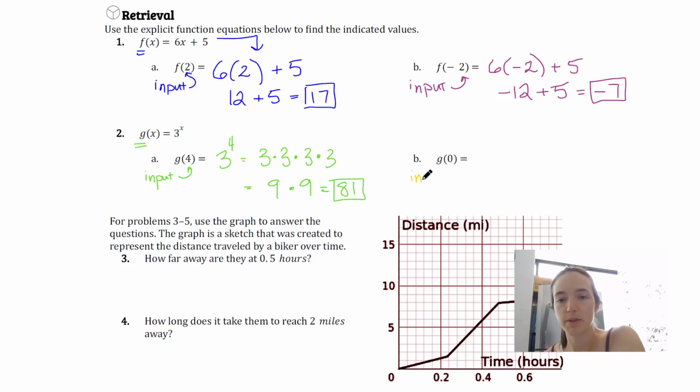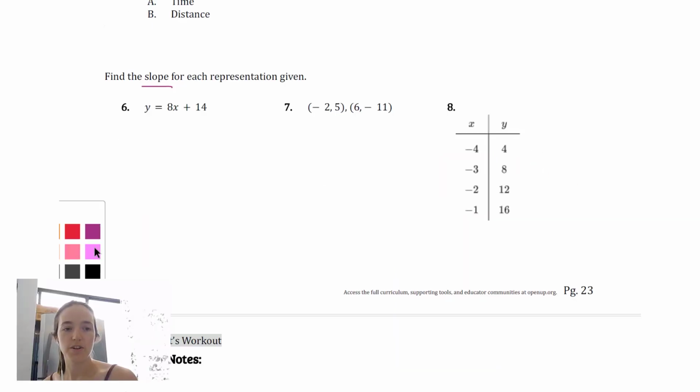Okay, next my input is 0. So 3 raised to the 0, and there's a mathematical rule that we just know: anything raised to the 0 is 1.